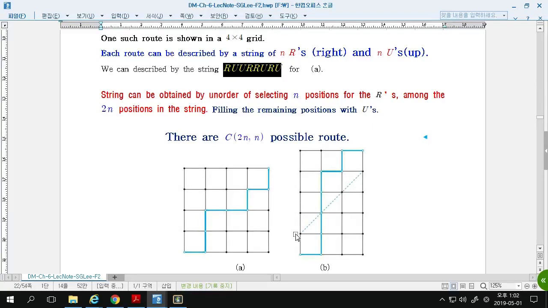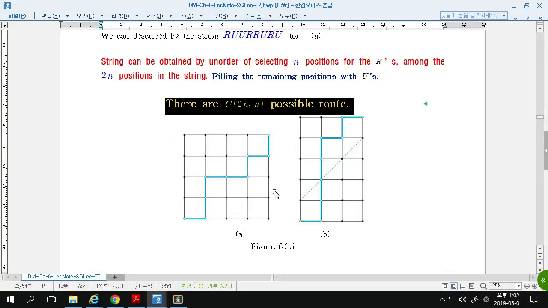Then if you use those characters, we can easily go up from the left bottom to the right top, isn't it? So that's the whole idea. Then how many possible ways do we have? We have 2n positions. All we have to do is just choose n r's. So choose n out of 2n. That's the whole possible route from here to here, because after we choose n r's, all the remaining positions will be filled with u's.